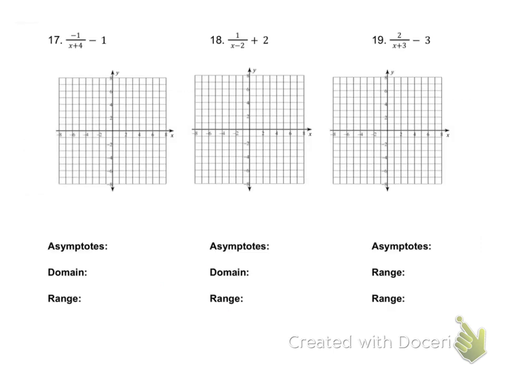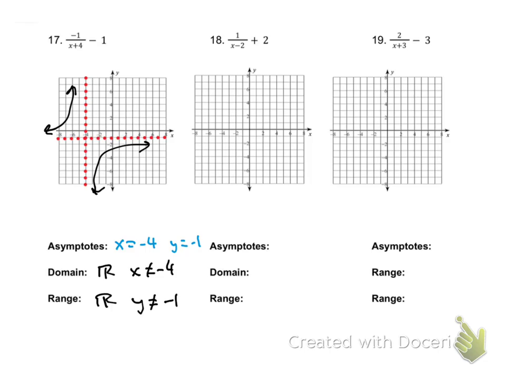All right. Last one's here. Our asymptotes are at x equals negative 4, y equals negative 1. Okay, it's negative. So our domain is all real numbers except x cannot equal negative 4. The range is all numbers except y cannot equal negative 1.